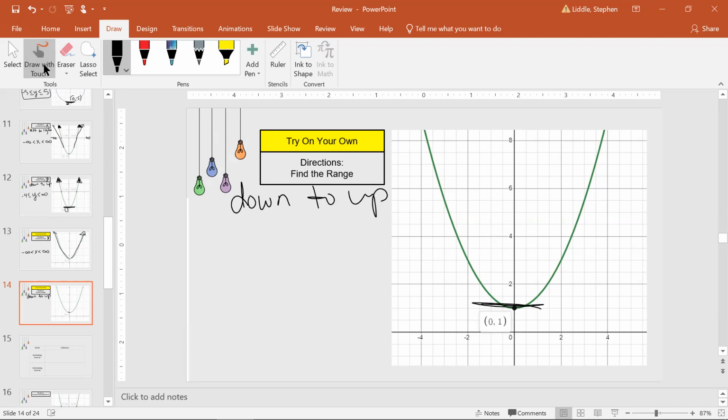The lowest this goes down is 0, 1. Again, we want the y value of that point, which is 1. We can physically touch the 1 with our pen, so we're going to use the less than or equal to symbol. Range is y, so y goes in our answer. Less than. This graph goes up forever, and because of that, it's going to be infinity.